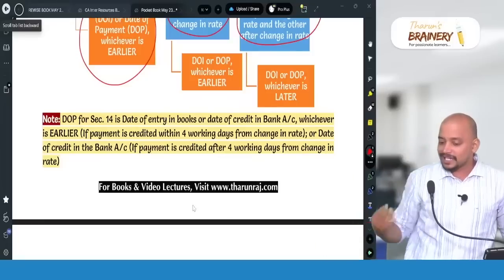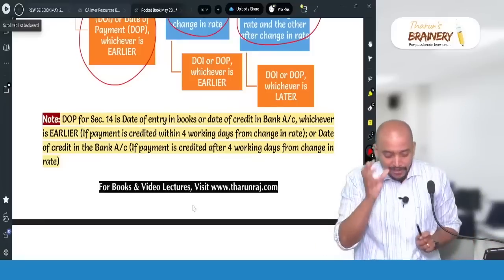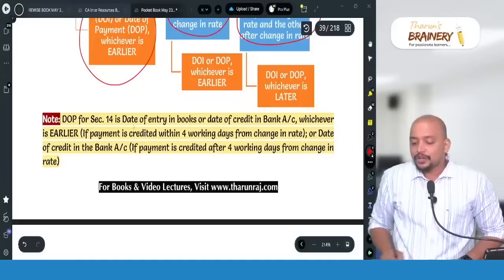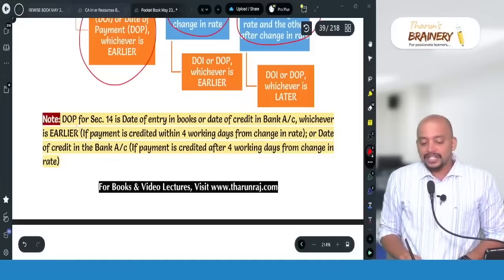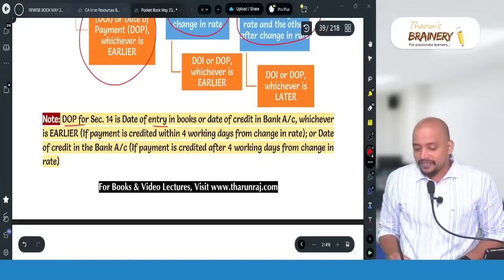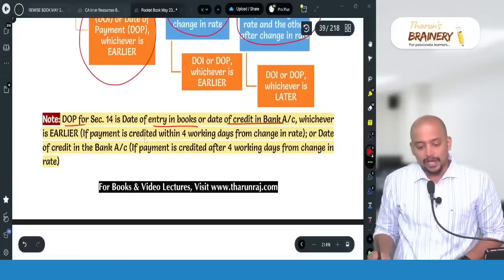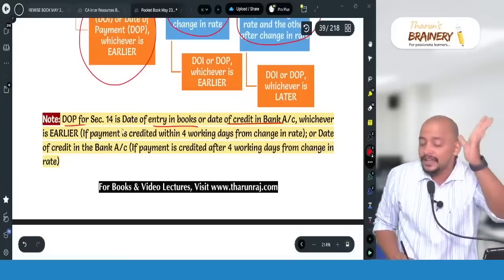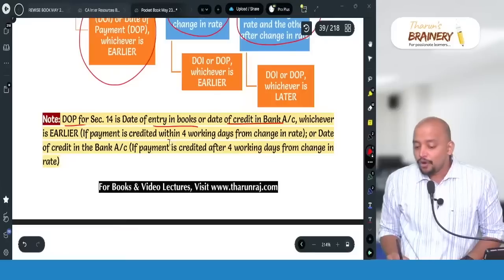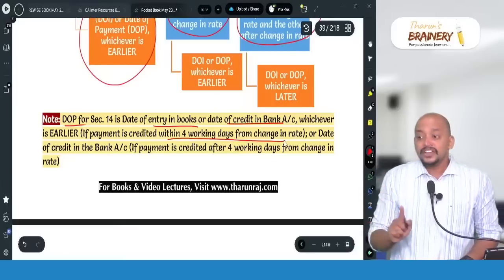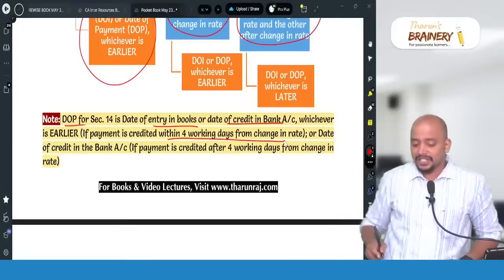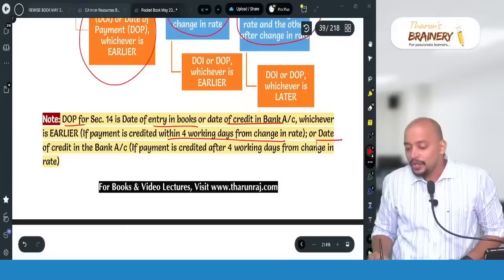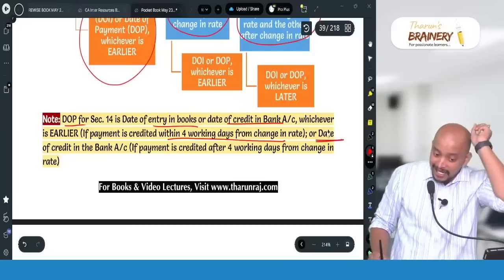So, these 4 working days you should always observe carefully when you are applying this section 14. So, date of payment is date of entry in the books or date of credit in the bank account, whichever is earlier, provided payment is credited within 4 working days from the change in rate. If payment is not credited within 4 working days from the change in rate, don't take the entry date, just the credit date.